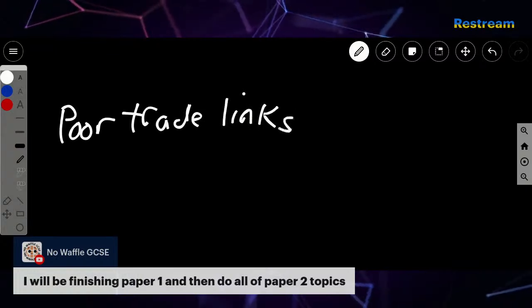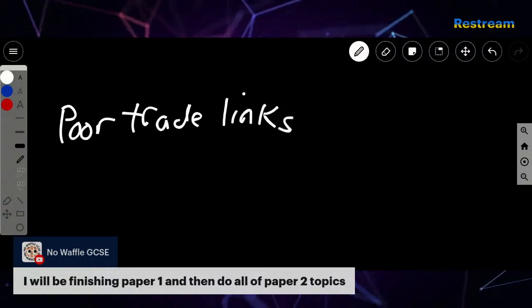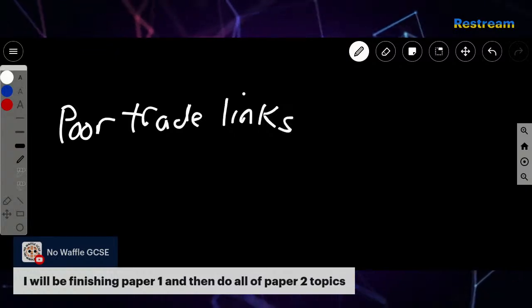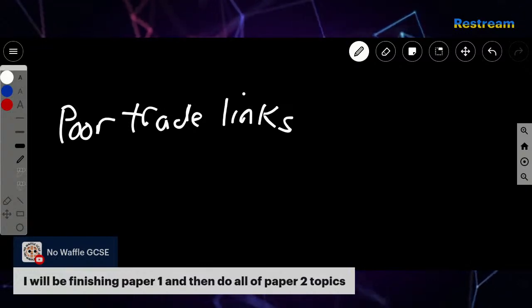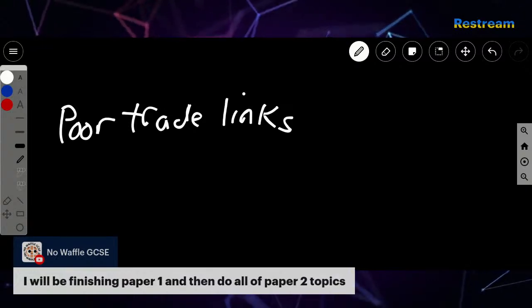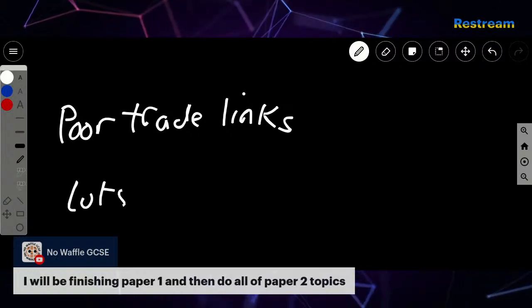This means that trade is just the exchange of goods and services between countries. Now, world trade patterns influence a country's economy. If a country has poor trade links, this means that they won't get access to countries that will spend their money on them. So there's less money then spent on development.